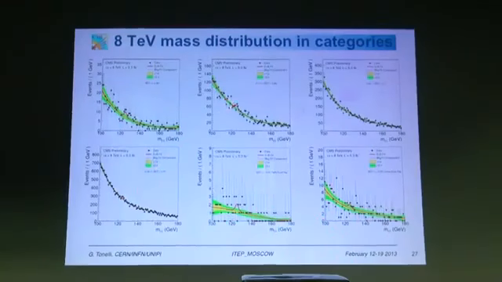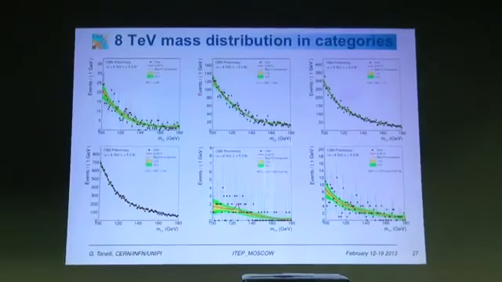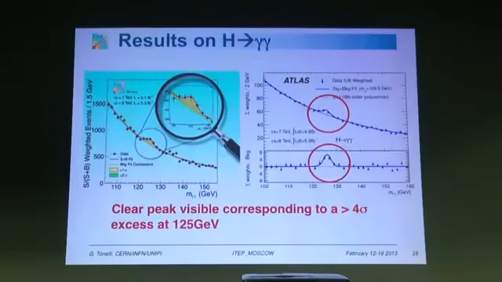I don't know if you can see that in different categories, even by eye, you can see that there is something happening around 125, but you can see it much better when you put things together. These are the results of the different categories put together by Atlas and CMS. And clearly now you see a clear peak visible around 125 in both experiments.